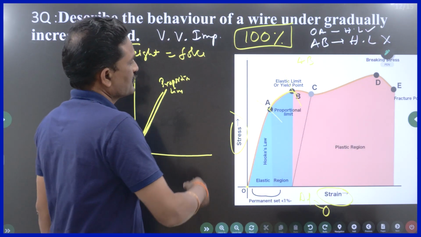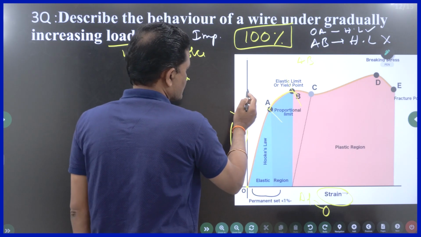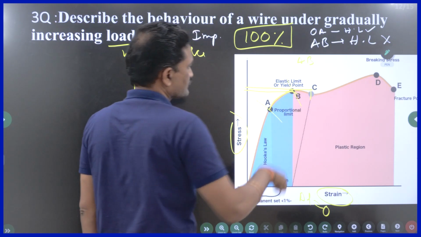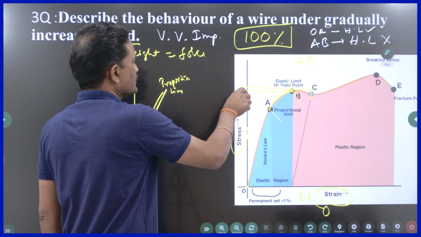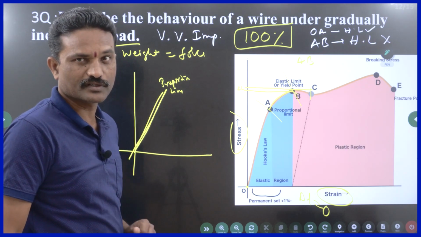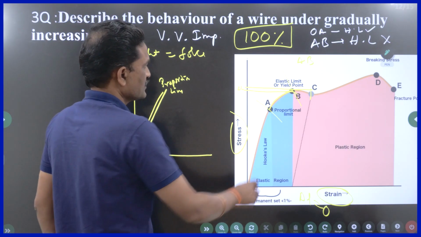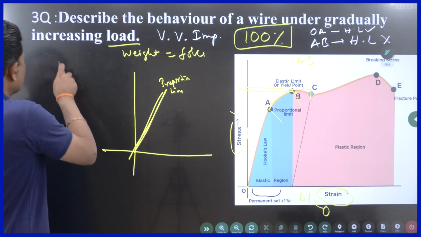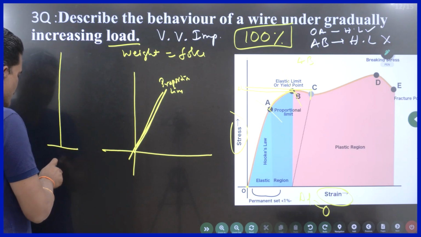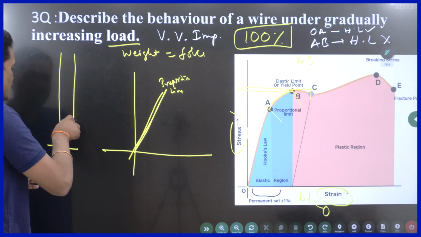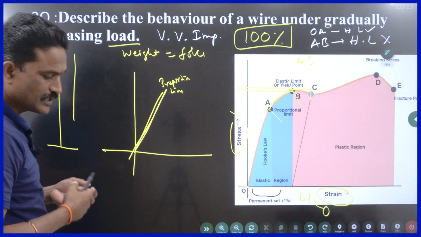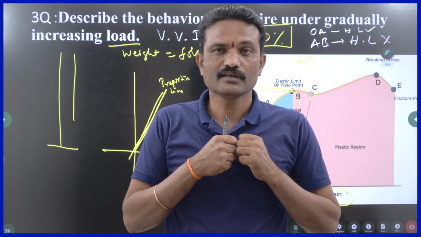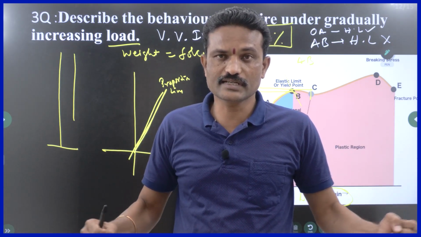Now, after B, if you increase, even if you apply less stress, there is not much change. A very small amount of weight is increased, but there is a large strain. So after point B, you will see a permanent elongation in the wire. If I remove the weights, it won't come back to its original length. There is a deformation, and that deformation is permanent. It is permanently elongated. Is this clear?